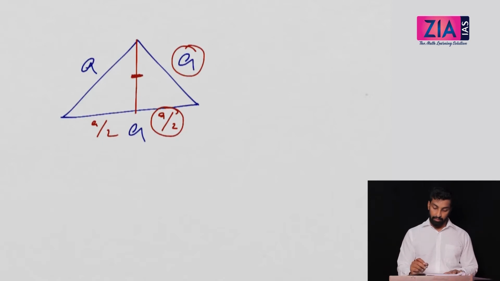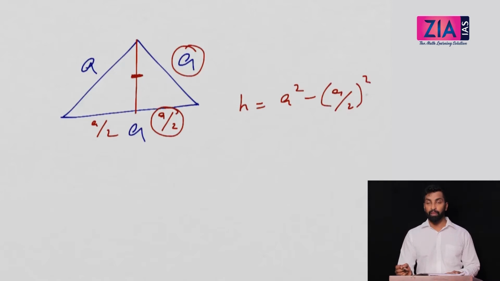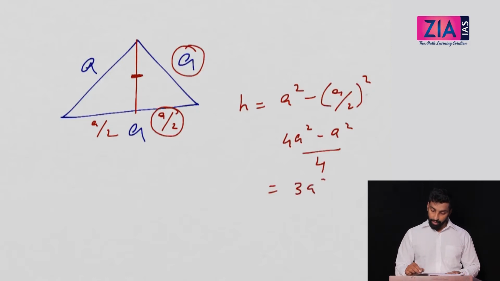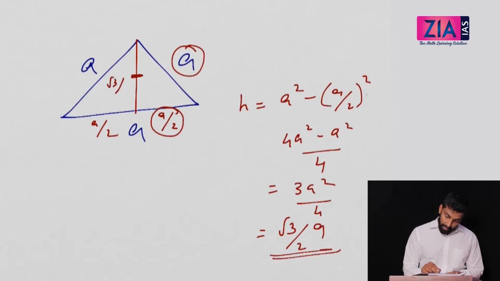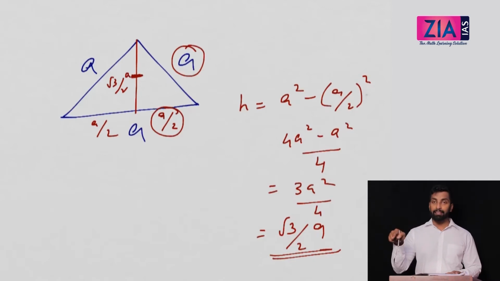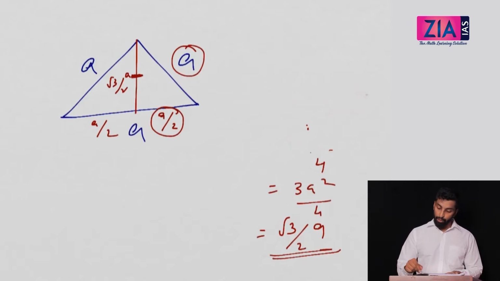Can you find the height? Yes. So what will be the height in an equilateral triangle? If one side is given, can you find the height is the question. So height is equal to the root of A square minus (A by 2) square, right? You will get 4A square minus A square divided by 4, which is nothing but 3A square divided by 4. When you take the root of it, you get root 3 by 2 into A. This is the height. So if one side is given, you can find the height, root 3 by 2 A. If one side is given, that means the base is also given, right?